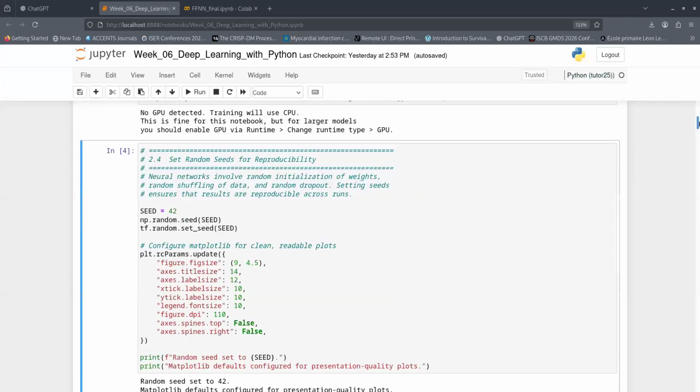So the next step is now to set random seeds for reproducibility. So the neural network involves random initialization of weights. So we need random initialization. Yesterday, one of you was asking the professor about how the weights are set in the neural network. There is only an initialization, a random initialization of weights. After this initialization, the weights are just set on the network automatically.